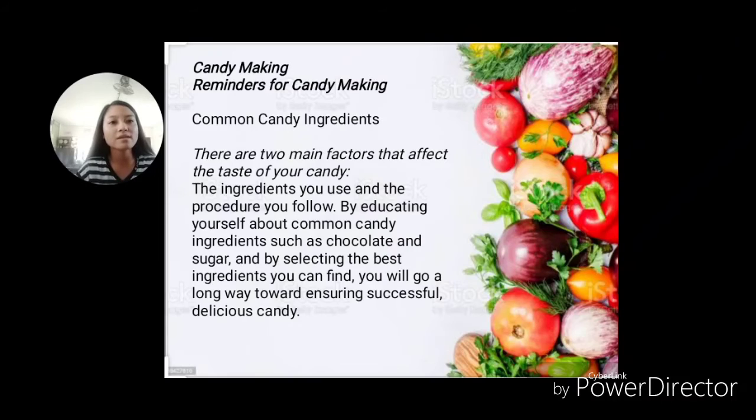Candy making. Reminders for candy making. Common candy ingredients. There are two main factors that affect the taste of your candy: the ingredients you use and the procedure you follow. By educating yourself about common candy ingredients such as chocolates and sugar, and by selecting the best ingredients you can find, you will go a long way toward ensuring successful, delicious candy.